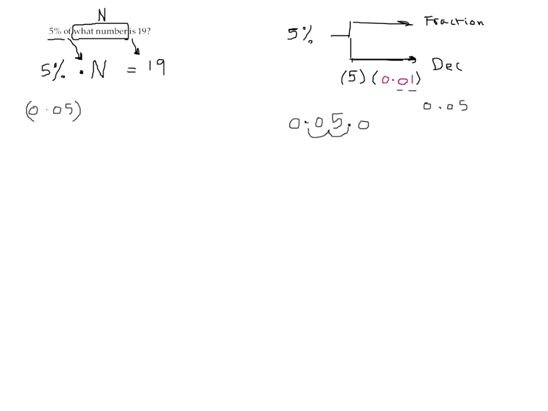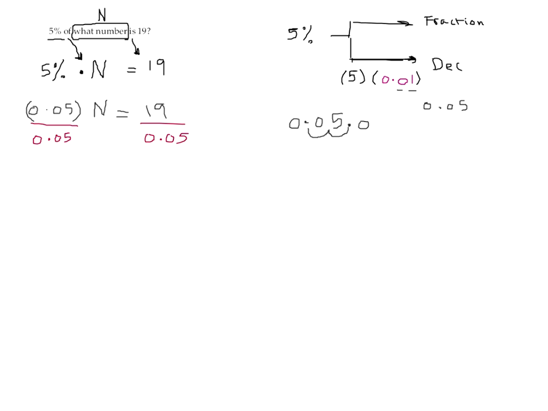So 0.05 times n is equal to 19. Now how do you solve for n? To solve for n, you have to divide both sides of the equation by the number attached to n. In this case, that number is the coefficient, 0.05. If I divide both sides of the equation by 0.05, n would be all by itself. Does that make sense? Yeah. That's how you eliminate the numbers attached to that variable.